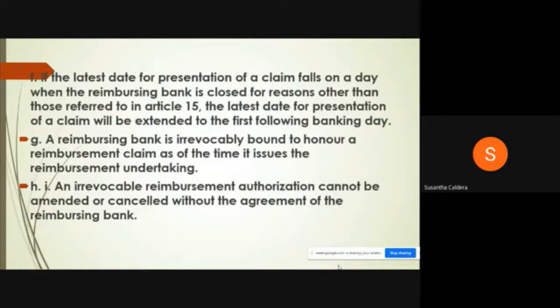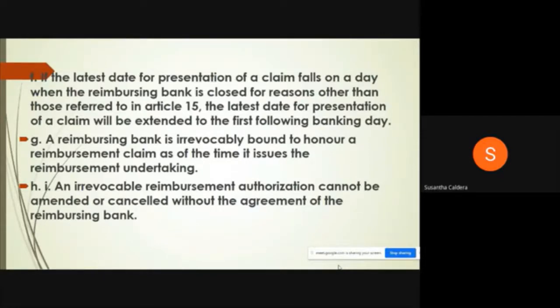If the latest date for presentation of a claim falls on a day when the reimbursing bank is closed for reasons other than those referred to in Article 15, the latest date for presentation of a claim will be extended to the first following banking day. Right?